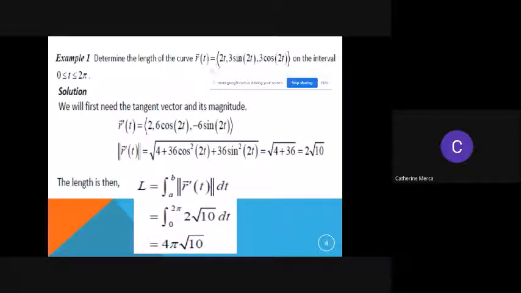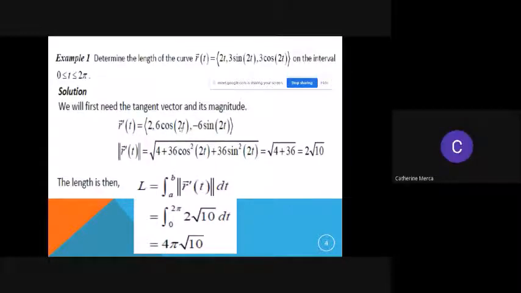So what is the derivative of 2t? The derivative is 2 with respect to t. What's the derivative of 3 sine 2t? The derivative of sine is positive cosine. But there is a cosine u du, right? So 3 cosine 2t times the derivative of 2t, which is 2. That's why you have 3 times 2, so you have 6 cosine 2t. Is the derivative clear?